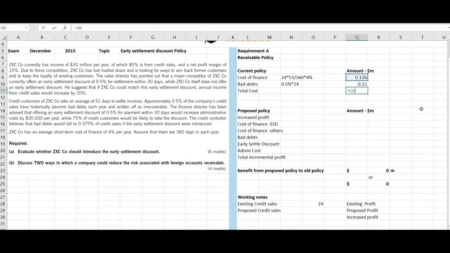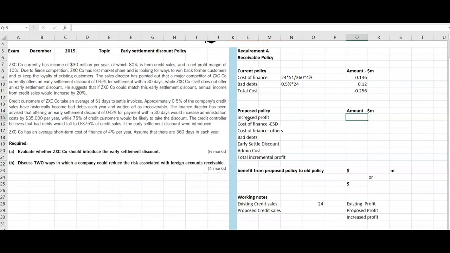So our total cost will be this number plus this number. It comes to 0.256. This is a cost, so as it is a cost, we can have a minus symbol before it. So we'll have it as minus 0.256. So that's about this cost. So we'll start from these costs.